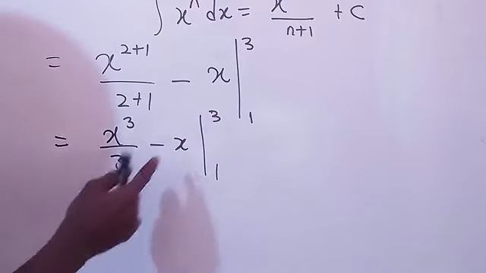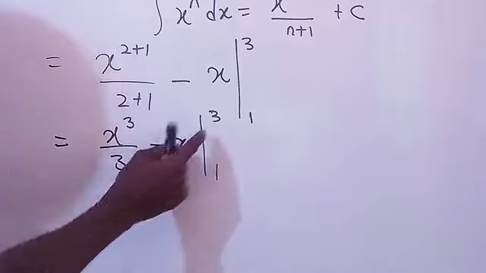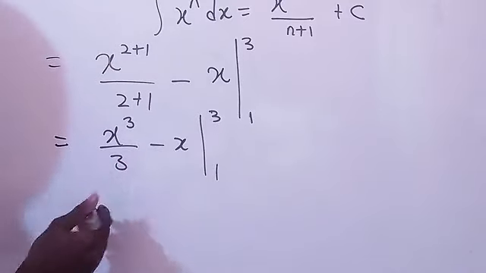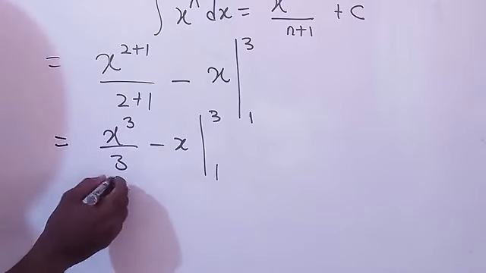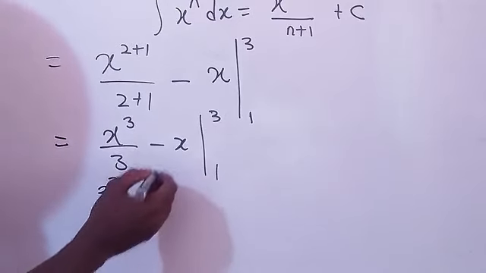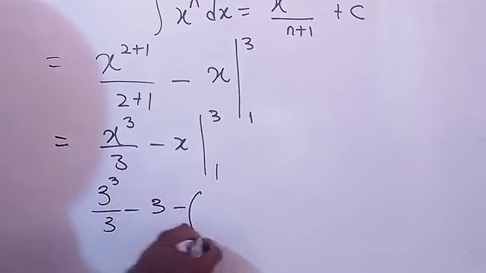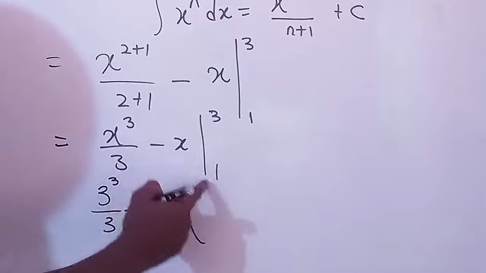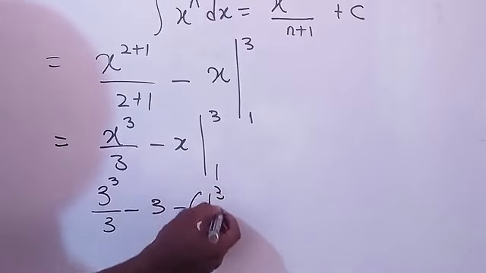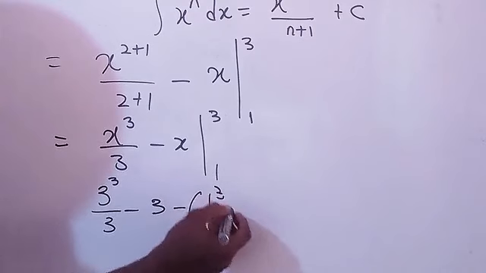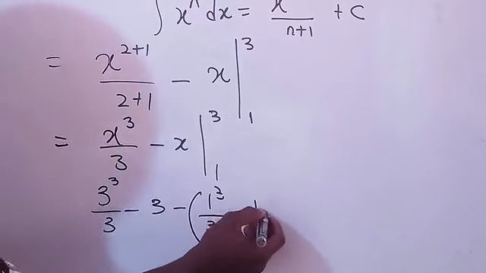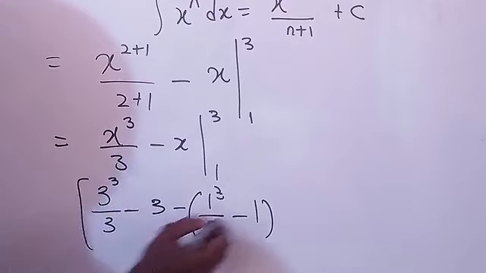What we're going to do here is first put in the value of 3, the upper limit. So we have 3 to the power of 3 divided by 3 minus 3, then minus, putting in the second, which is the lower limit, 1 to the power of 3 over 3 minus 1. So this is what we're going to have.